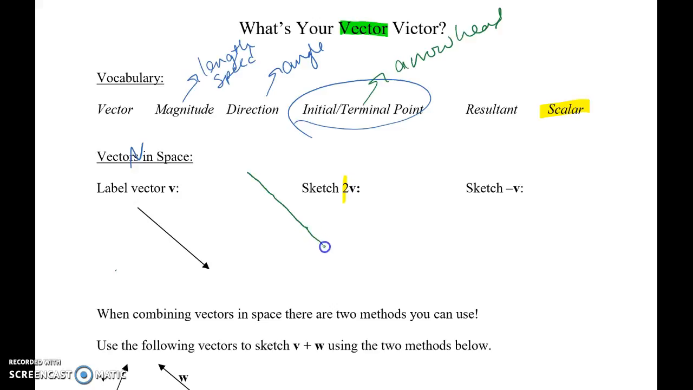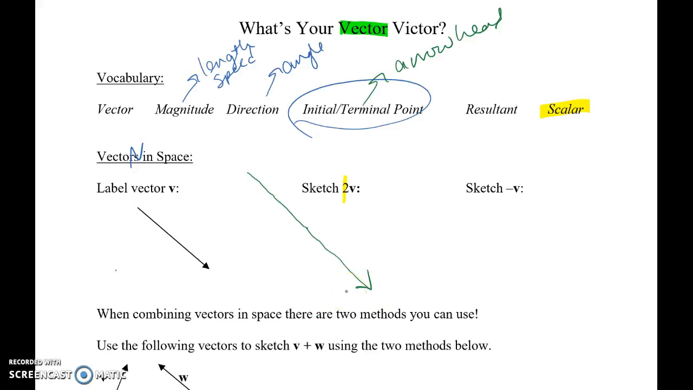That looks like 1V. That looks like 2Vs. If I pulled out a ruler, I could check it exactly, but I wanted to draw that twice as long, and I wanted to keep the angle the same. So notice how those are parallel. I didn't rotate it. I also still have the arrowhead going in the same way.